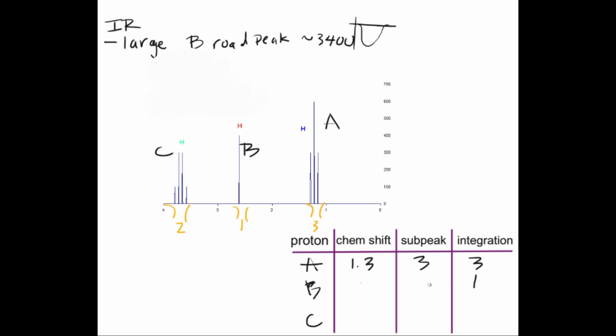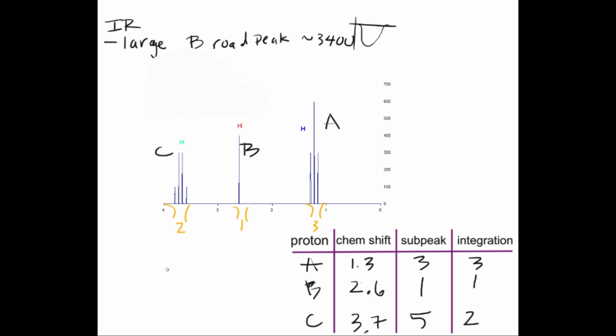Proton environment B has an integration of 1, a splitting pattern of a singlet, and a chemical shift of 2.6 ppm. Proton environment C has a chemical shift of 3.7 ppm and a quintet for a splitting pattern, as well as an integration of 2. Now we can start piecing the molecule together.